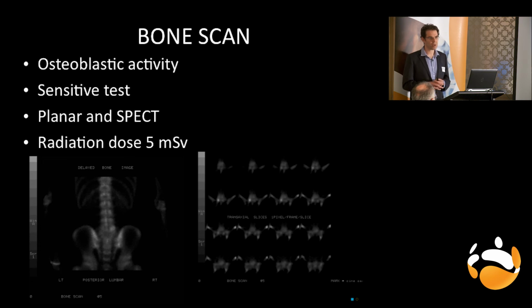Bone scan, what is bone scan? We're injecting a tracer which shows osteoblastic activity, new bone being laid down. It's a very sensitive test. We can do, as you can see here on the left, a planar image, which is like an X-ray, or we can now do SPECT, which is like a CT bone scan, which gives us more anatomic information. There still is a radiation dose, and it's a functional test. We still don't get enough anatomic information.